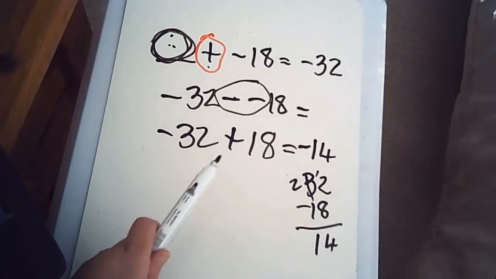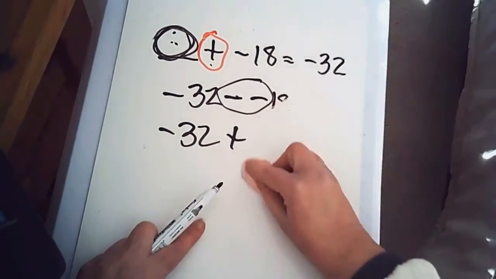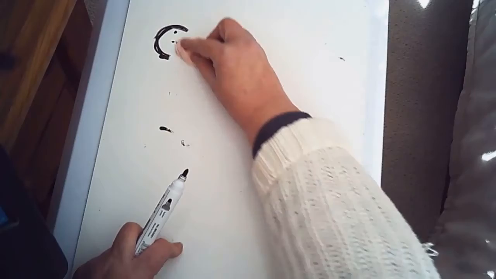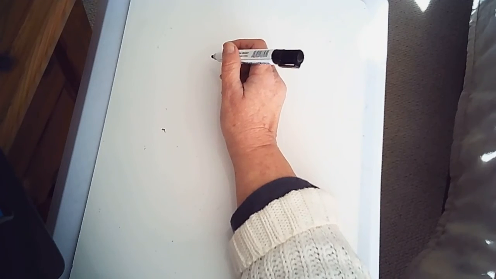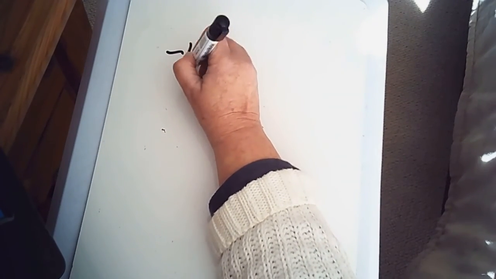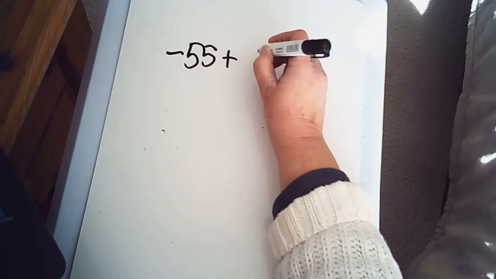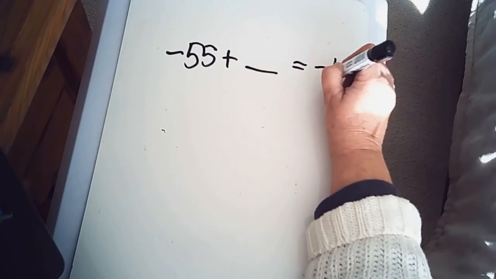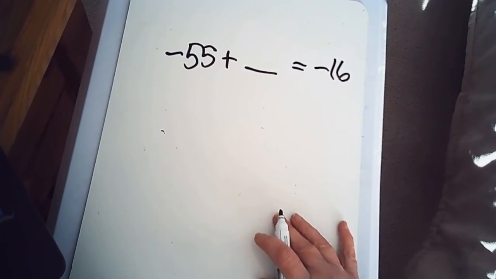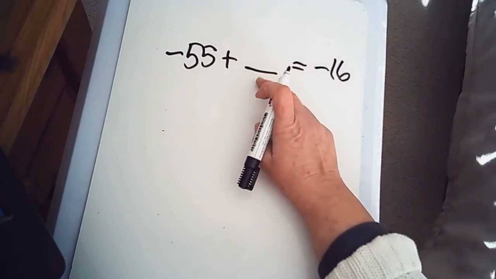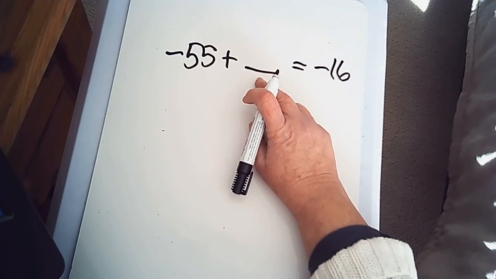Alright, let's do another one of those, guys, just so that you feel confident when you do the homework today. Right, I'm going to go to the next one. Right, let's do one that's a little bit, alright, let's do this one. Minus 55 plus something is equal to minus 16. Right. For me to be able to do this, there's something missing in the middle of the sum. Not a problem. I just do the inverse.